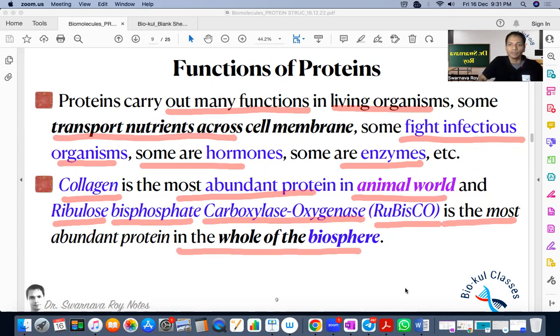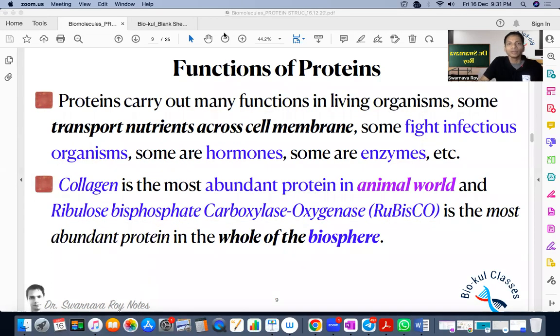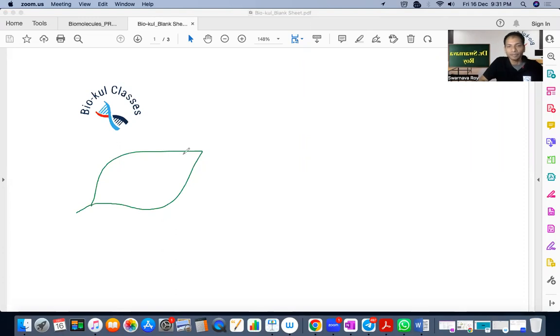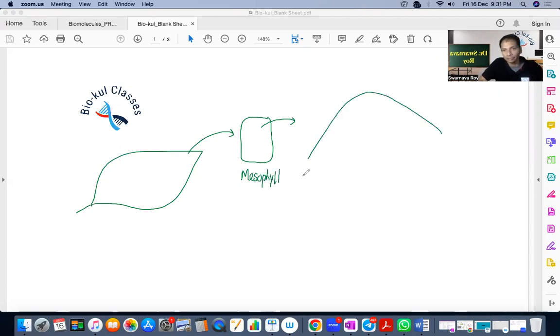So quickly, in the chloroplast, when you look at the plant, this is a leaf. Inside the leaf, we have the mesophyll cells. Inside the leaf, we have mesophyll cells. This is called the mesophyll cell. Inside the mesophyll cell, we have the chloroplast.